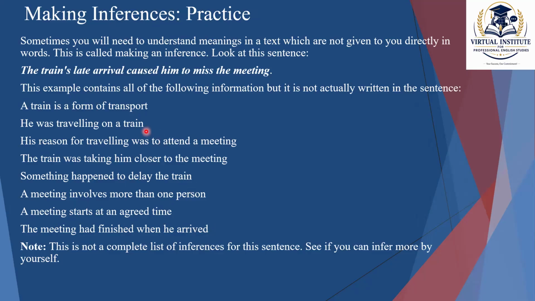You see, we have drawn all these sentences out of this one sentence, right? The train's late arrival caused him to miss the meeting. So the first thing that we can infer from this sentence is that a train is a form of transport, which is correct, right? Because he was traveling through train.